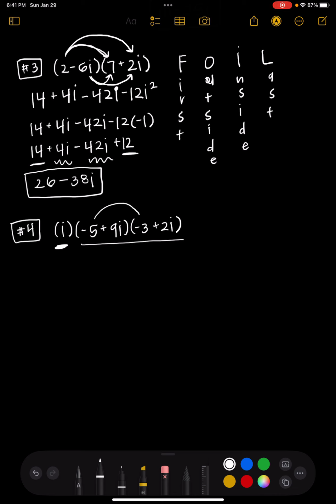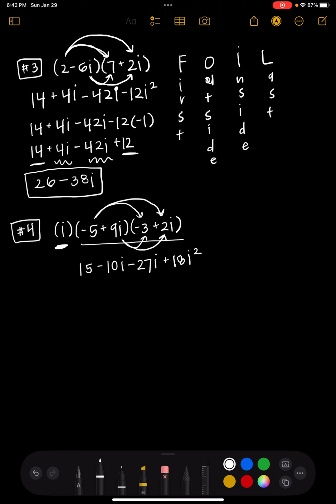So we're going to start with first, which would be negative 5 times negative 3, which gives me a positive 15. Then outside, negative 5 times 2i gives me a negative 10i. Inside, 9i times negative 3 gives me a negative 27i. And then last, 9i times 2i, which gives me an 18i squared.